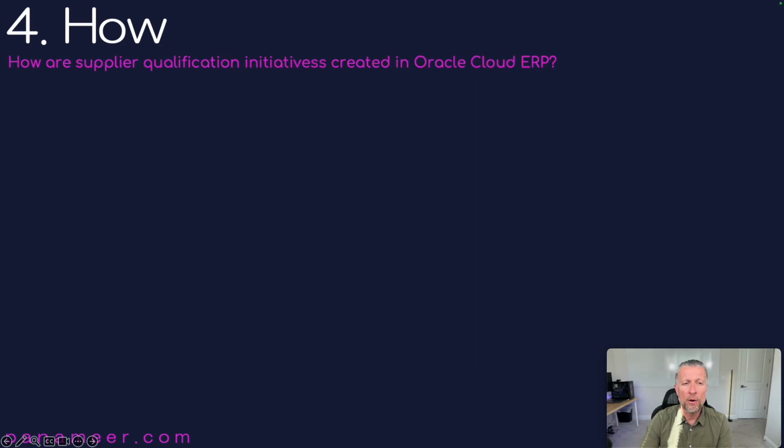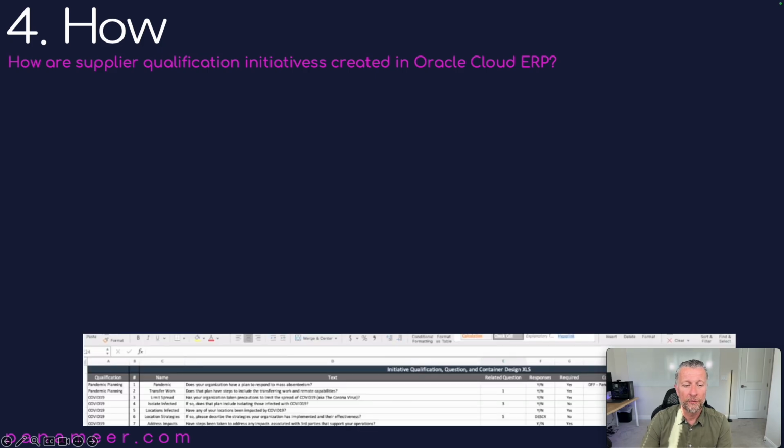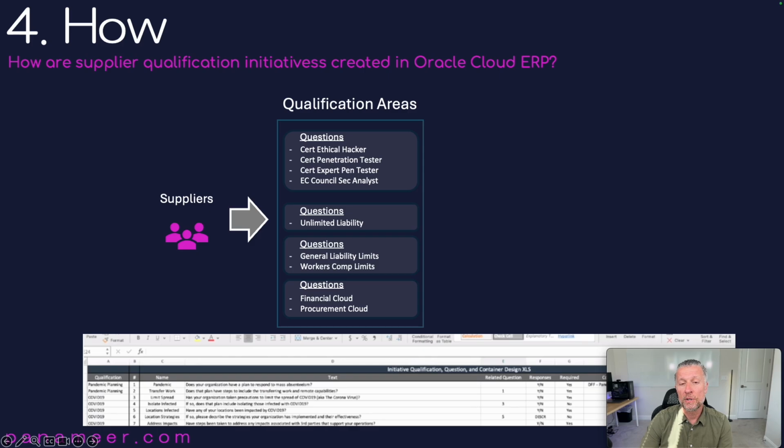Slide 4. How are supplier qualification initiatives created in Oracle Cloud ERP? Well, first, you would probably want to take all these different questions and question groups and put them in a spreadsheet, A for naming and B to organize them. Then you would have the suppliers participate by answering questions that roll up into qualification areas. Look, the secret sauce usually here is to make sure that the questions roll up into the same area that they would be requalified later. That's usually what delineates these different areas.